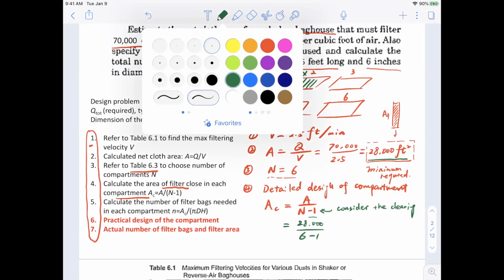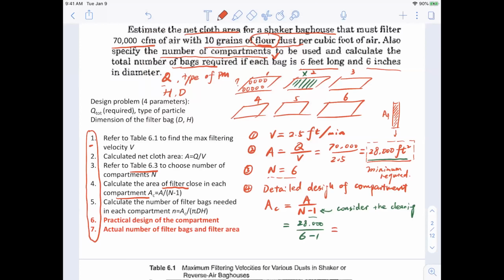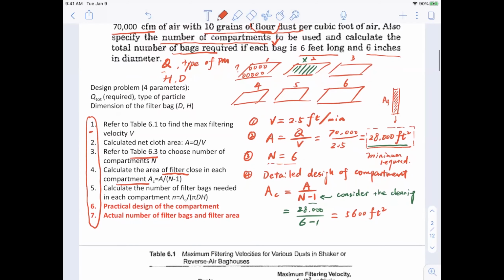So by using this equation, we can find out that the area of the filters for each compartment is 5,600 square feet, right? So with this detailed design of the compartment, now we can come up with the question of how many filter bags we need for each compartment. This is the total area that's required by the compartment. And now we just need to calculate the area of each filter bag.